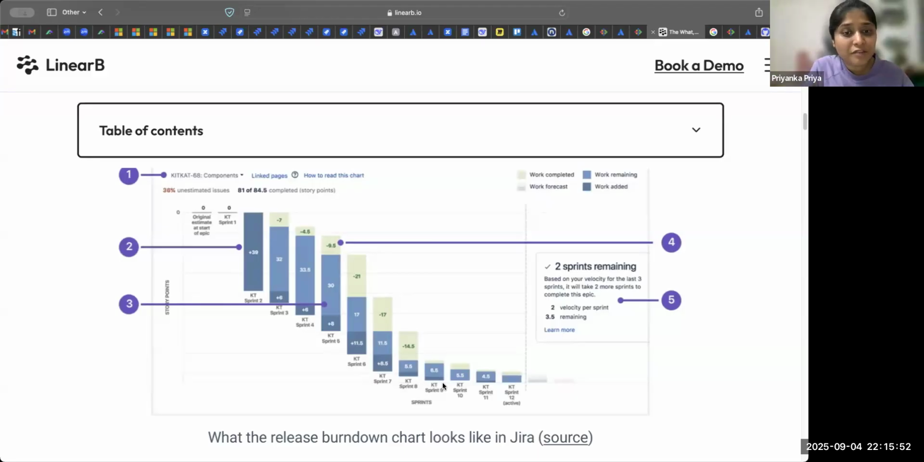And how are we calculating the velocity here? Velocity is, we did 7 points of work, we did 4.5 points of work, we did 9.5, we did 21, we did 17. These green things are the work which was completed by the team in that sprint, completed stories. Got it?